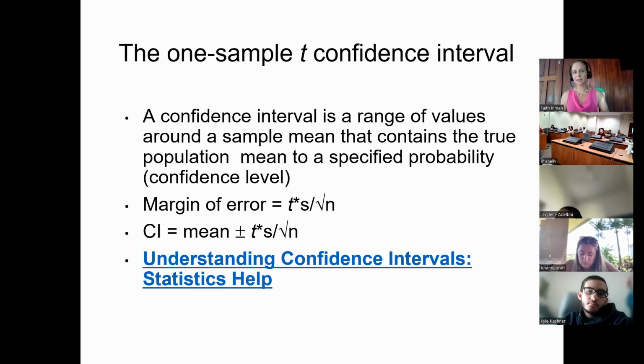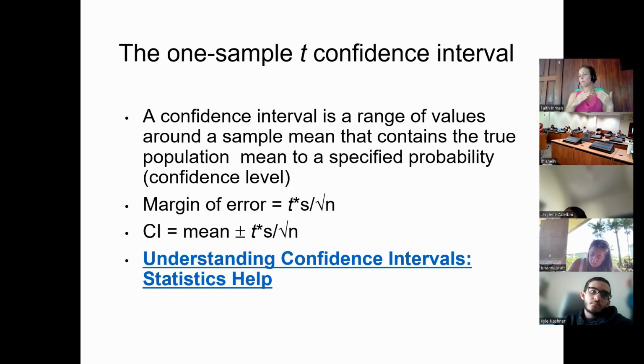Confidence intervals. Let's talk a little bit about what we mean by confidence intervals. Again, in this lecture we've got a lot of new concepts. You're going to have to remember these because they will come up again and again, but we'll keep practicing them. So what's a confidence interval? A confidence interval is simply a range of values around a sample mean that contains the true population mean to a specified probability or confidence level.